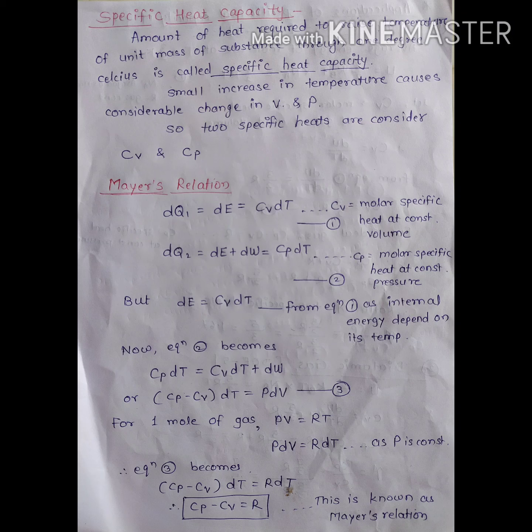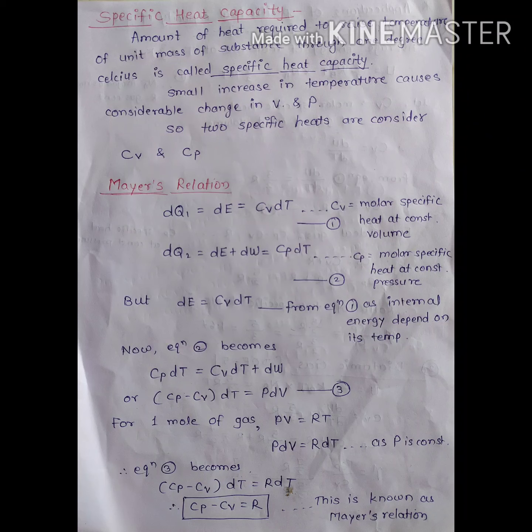The amount of heat supplied to the gas is used to increase the internal energy of the gas as well as to move the piston backward to allow expansion of the gas. That is, the work done to move the piston is dW, that is, dW is equal to PdV. Therefore, we get the second equation dQ is equal to dE plus dW is equal to Cp dT, where Cp is the molar specific heat of gas at constant pressure.